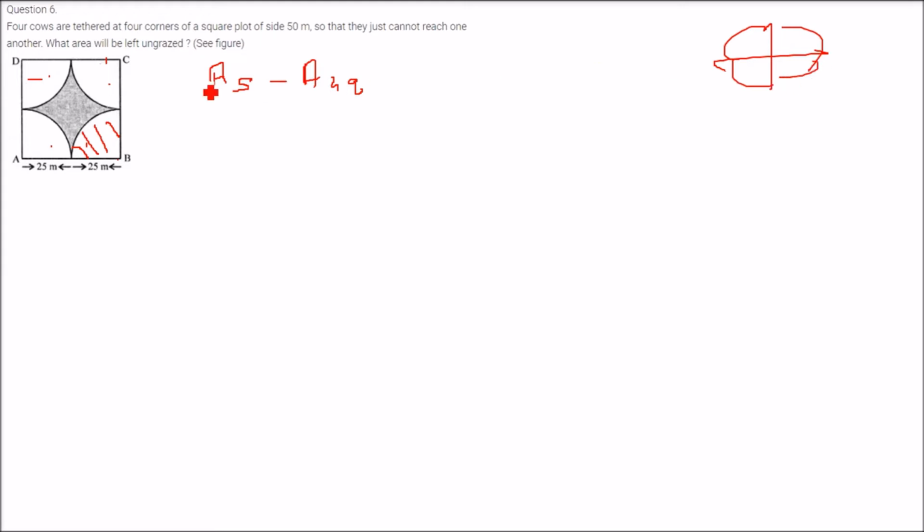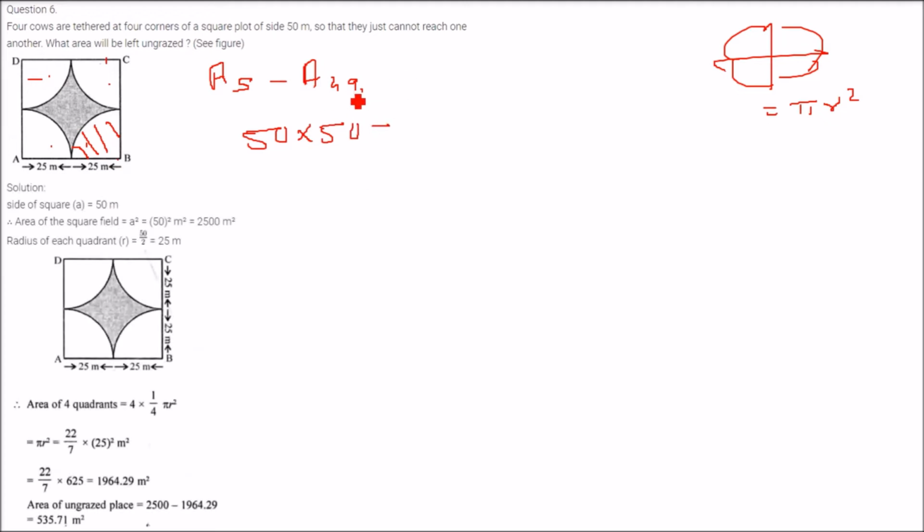And we already know the area of 4 quadrants. That is this one, this one, this one, this one. When the radii are the same, it is going to be pi r square, the area of a circle. So the area of the square is what? We have sides, so 50 into 50 minus the area of 4 quadrants, which is pi r square. Pi you can take as 22 by 7.